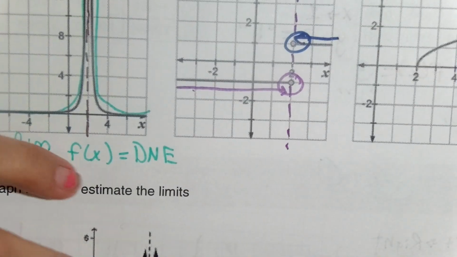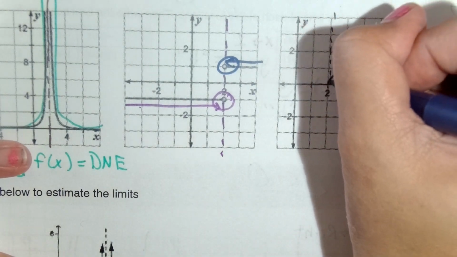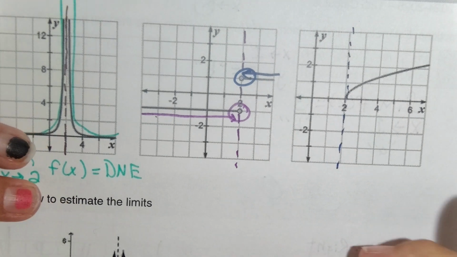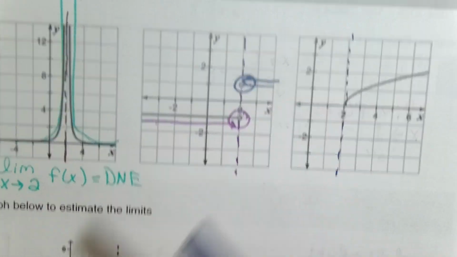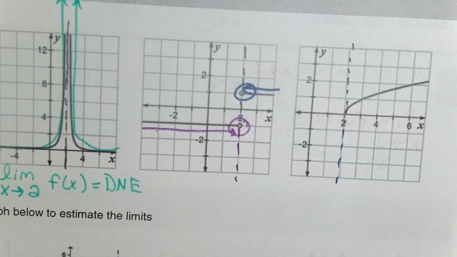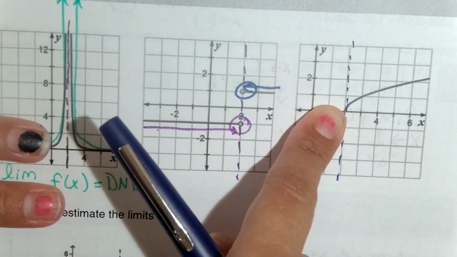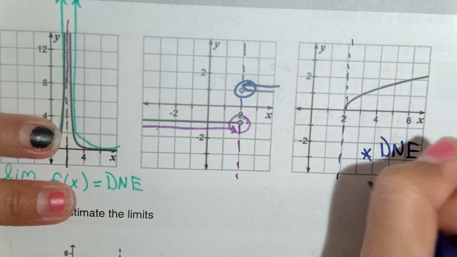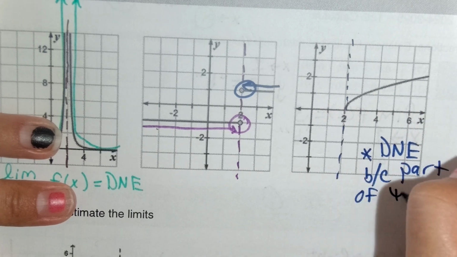All right, last one. This one's a little tricky. So I'm going to write my little dotted line for 2. You can write a dotted line. You can put a highlight or whatever. Do I have a left side of this function? No. If there are not 2 parts to a function, it automatically does not exist. Because I can't come from the left side to figure out where the function is coming from. I'm going to put here a little note. Does not exist because part of the graph is missing.